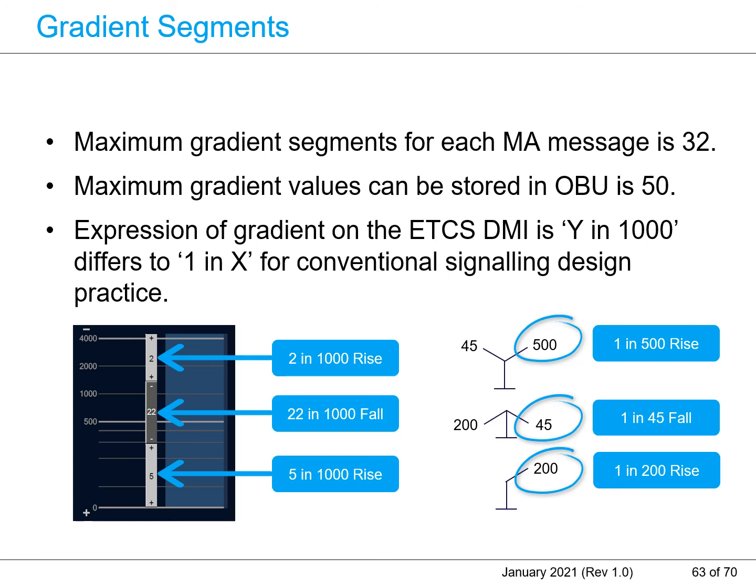The gradient information on the ETCS DMI refers to a unit of fall or rise for every 1000 meters. The signaling drawing symbol refers to 1 vertical unit of fall or rise over the horizontal unit. Therefore, data interpretation or exchanging information during the design process requires consideration of the differences in the expression of the gradient.